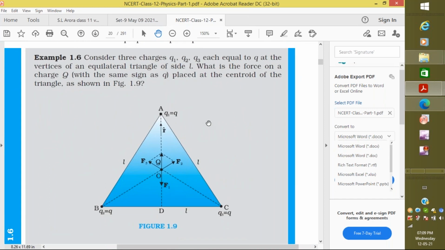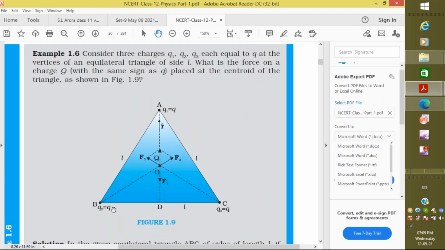Not necessarily will there always be positive charges; there will be a positive-negative mixture also. So I'll take you through one example. Suppose there is an equilateral triangle, and at the vertices there are 3 equal charges. Then you keep another charge, capital Q, at the centroid of this equilateral triangle. What is the force experienced by this capital Q due to all the charges at the vertices? Can you tell me what force is experienced by this capital Q charge at the centroid?